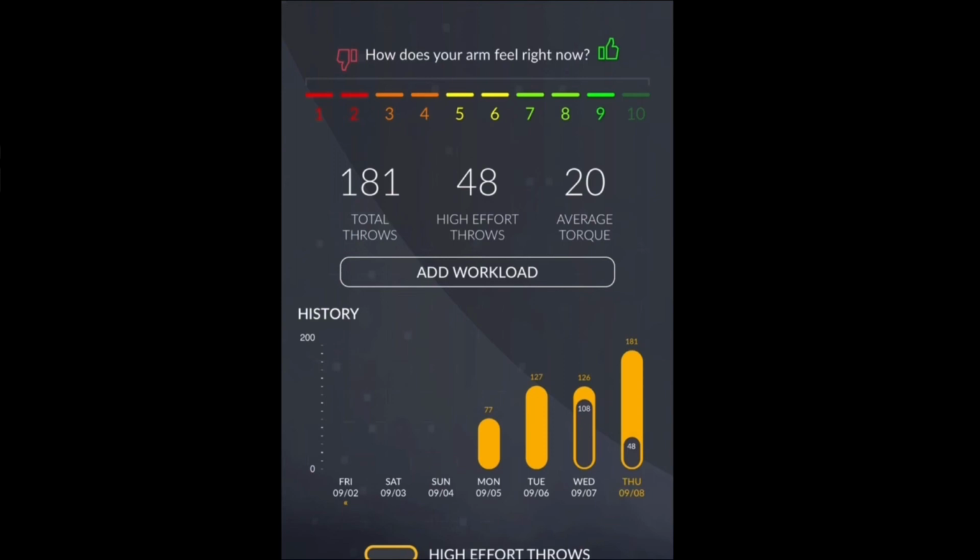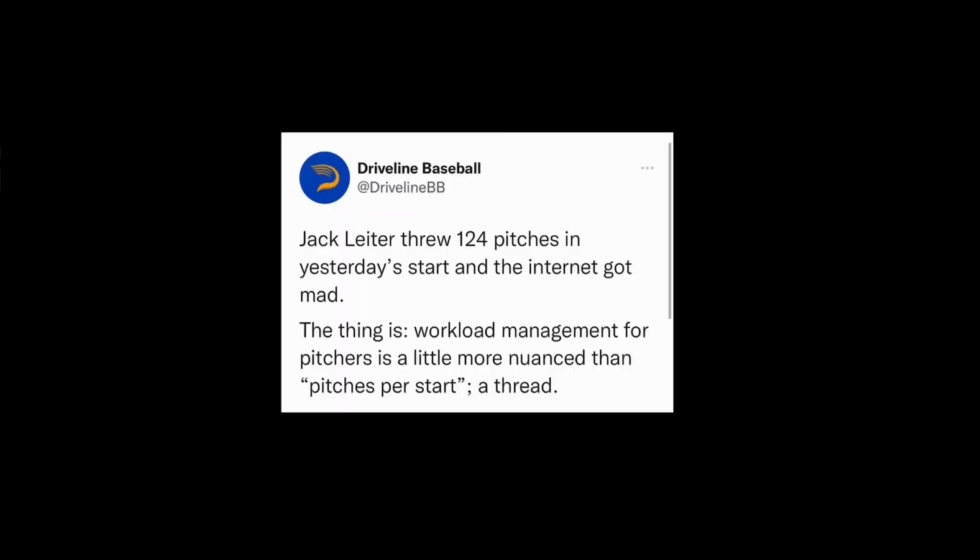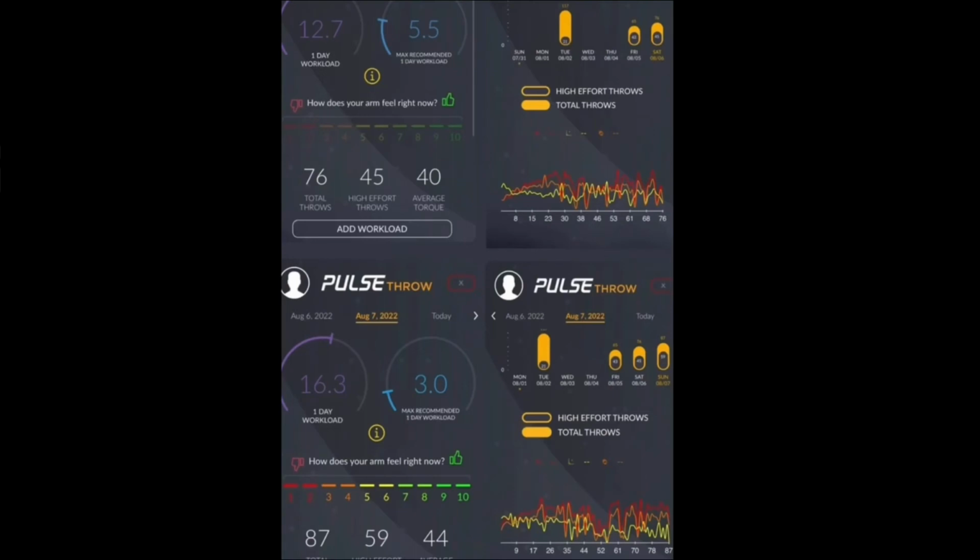And we don't want Driveline Pulse to turn into us babying pitchers or really holding people back. We want people to build up safely and use a plan to be able to accommodate workloads like Jack Leiter had. And I believe this was in a World Series start, when it becomes really important for you to step up for your team.